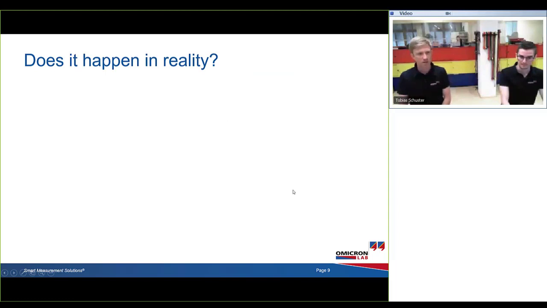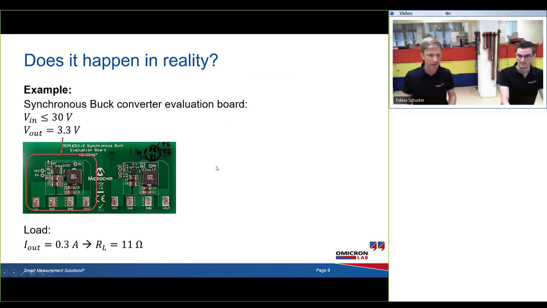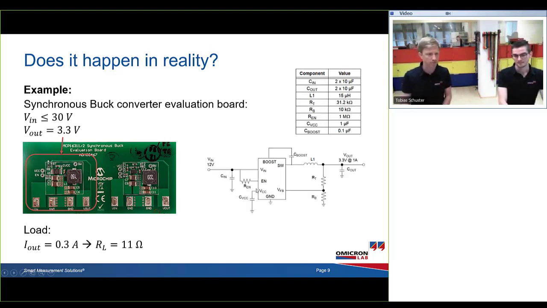So we tried to measure it and to check whether it really happens in reality, and for that we used a synchronous buck converter evaluation board that has an output voltage of 3.3 volts, and we applied a load of roughly 10 ohms to get a load current of 300 milliamps. That's the evaluation board that you can see here. Here is the circuit schematic. So that's the buck converter. It's a Microchip evaluation board.